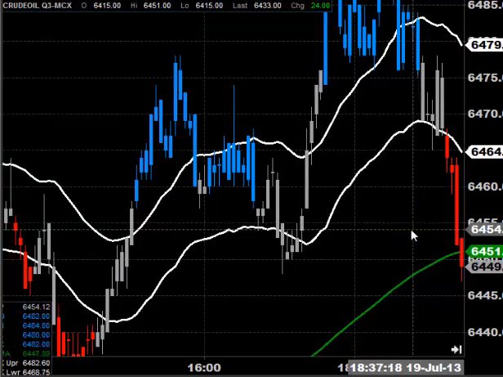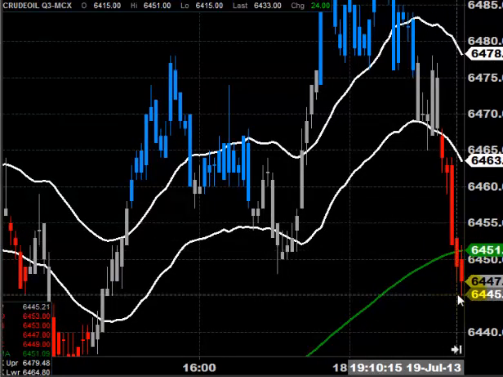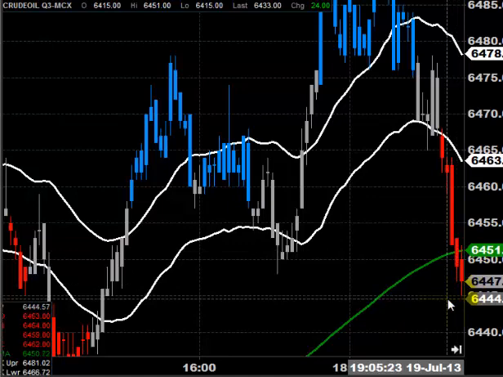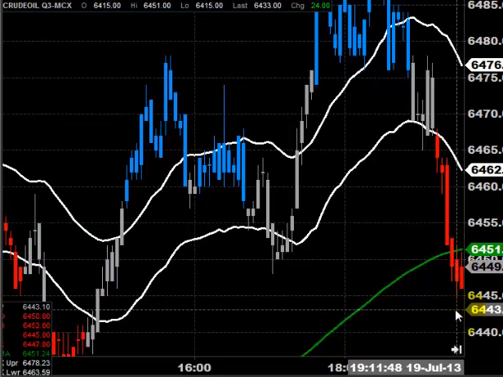Now you can ask me another question. If the price is breaking this green line, how will I consider my trade? Where will I enter my trade and where will I place my stop loss?